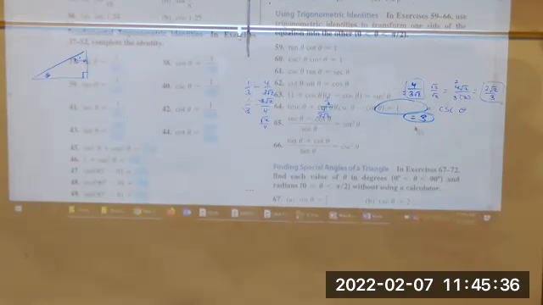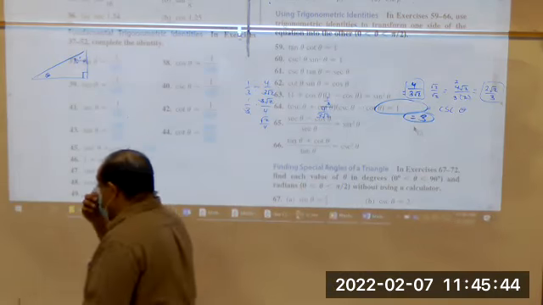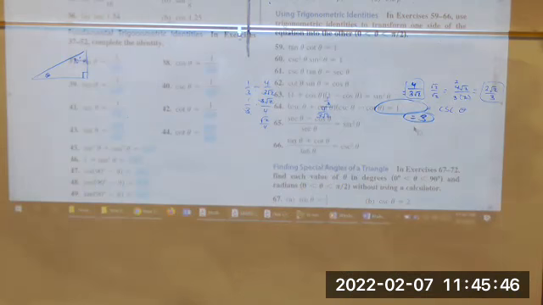Use trig identities to transform one side of the equation to the other. Okay, this is where the proofs begin. Now, this test does not have proofs on it. When we do proofs, you'll know. You have to make one side become the other side.